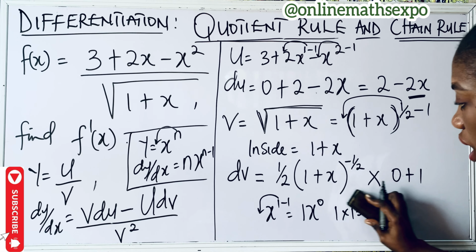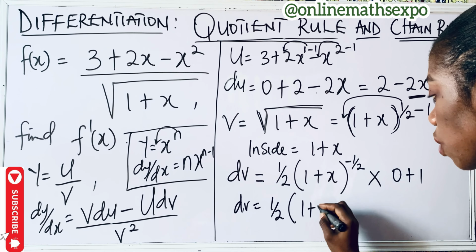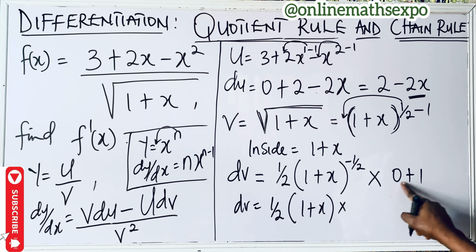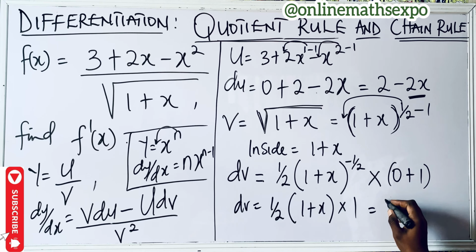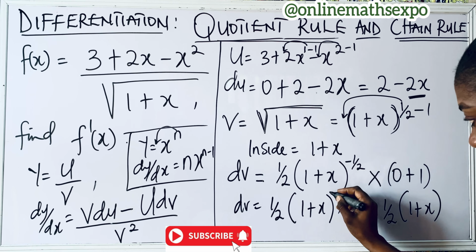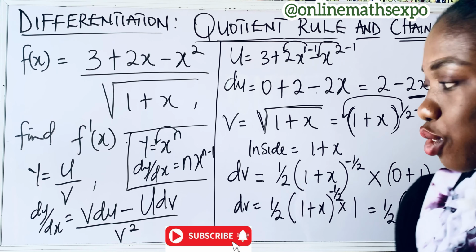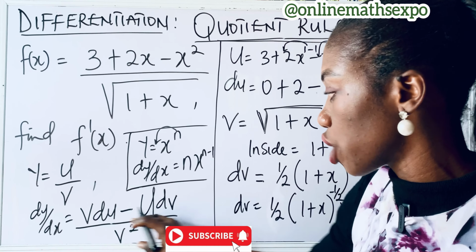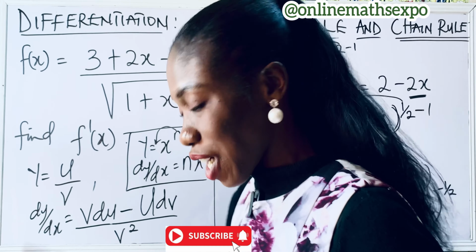So let's simplify now. Our dv is half into 1 plus x, multiplying 0 plus 1 will give us 1. And when you multiply this by 1, it gives you half into 1 plus x, and let's take our power raised to the power of negative half. I hope that is clear. So this has become our dv dx. Now that we have gotten these two, let's plug them into this formula of quotient rule. Now we can do that and complete.